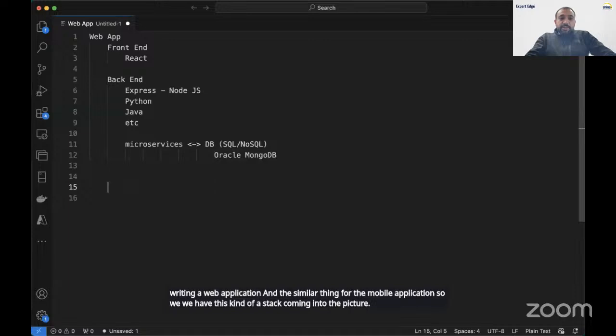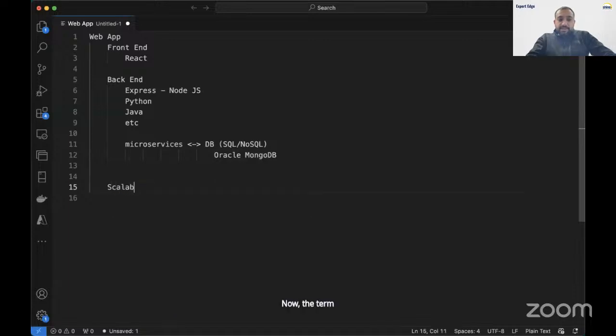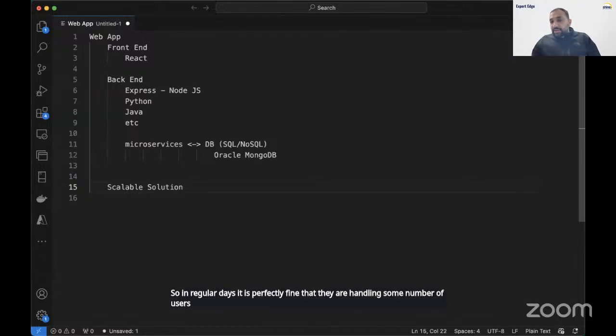Now, the term here to understand is something known as scalable solution, right? So what is meant by scalable solution? Let us take a scenario as an example. When we are using an e-commerce platform like Amazon or Myntra, on regular days it is perfectly fine, as they're handling some number of active users, right?